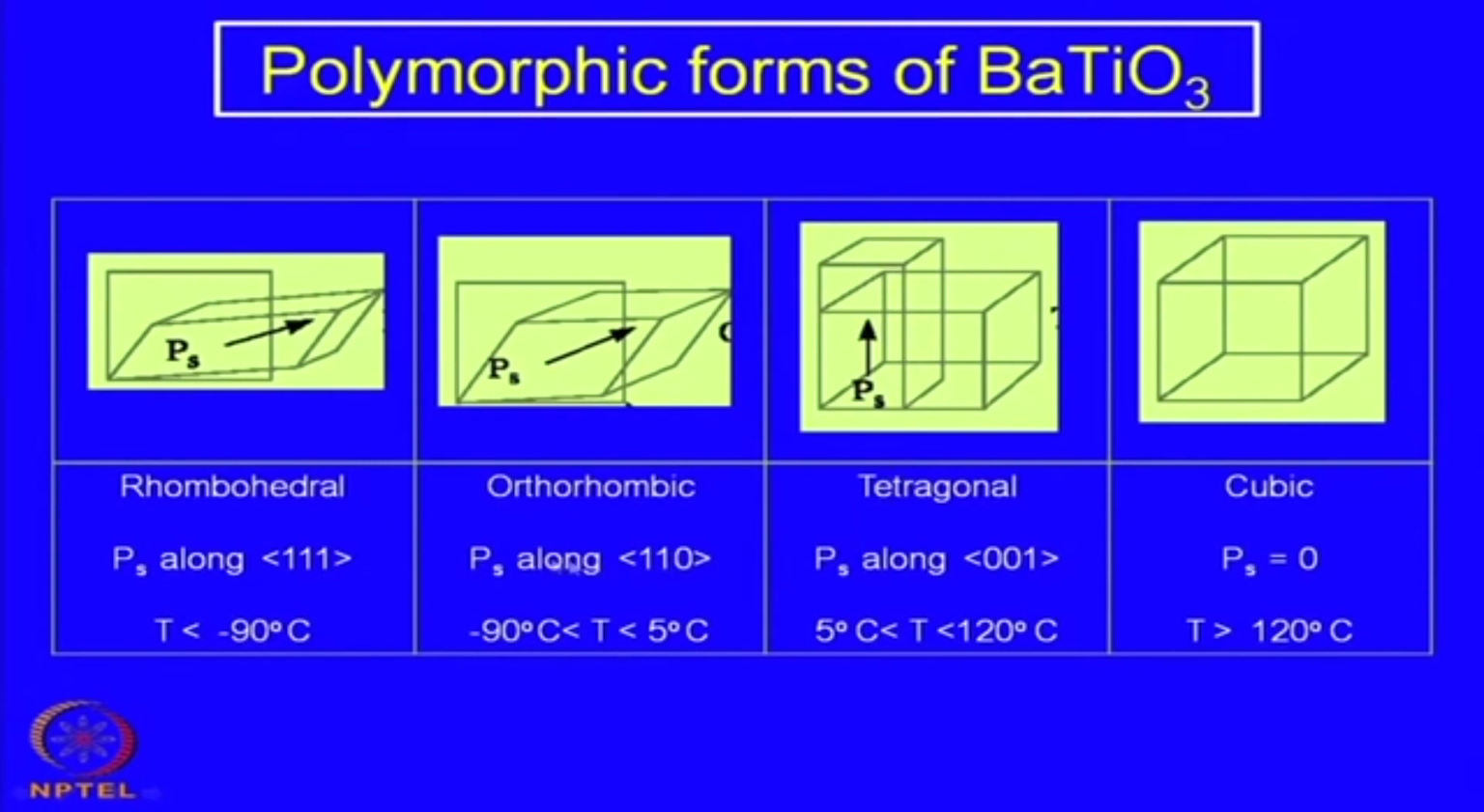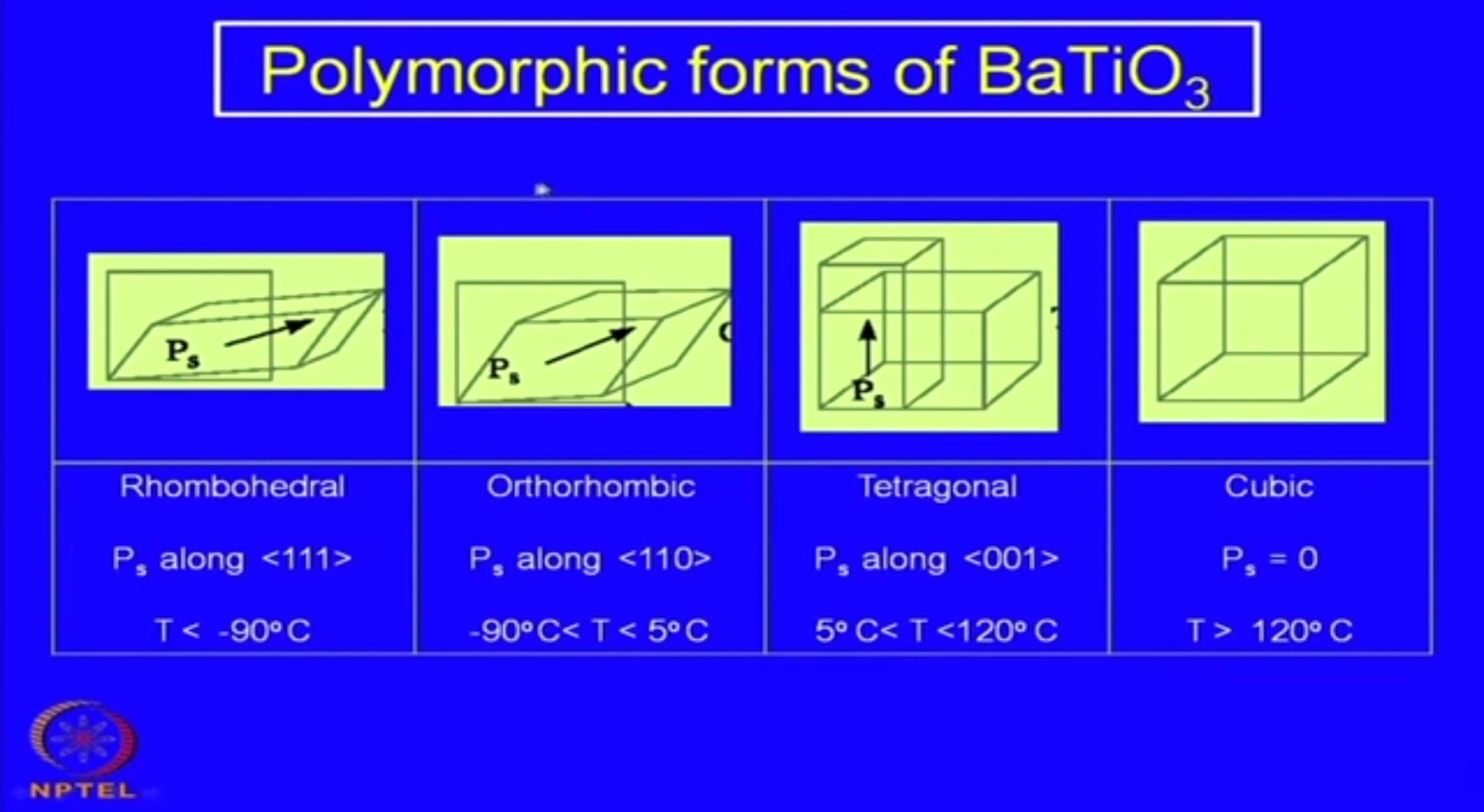If you go to still lower temperatures, then it has a different distortion. The tetragonal was pulled along the C axis, this has been pulled along the 110 axis, that is the face diagonal. Okay. If you pull along the face diagonal, this results. Okay. So, you have an orthorhombic structure, and the crystallographic direction for the permanent spontaneous polarization is actually 110, and this is stable between -90 to +5 degrees centigrade.